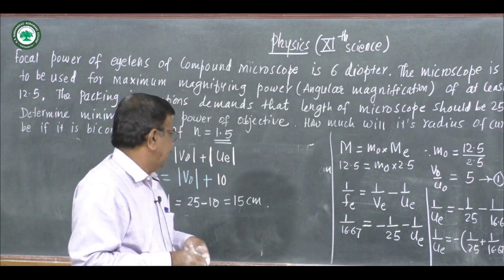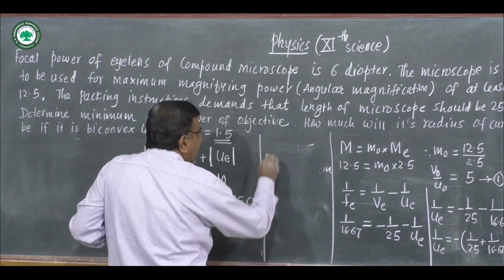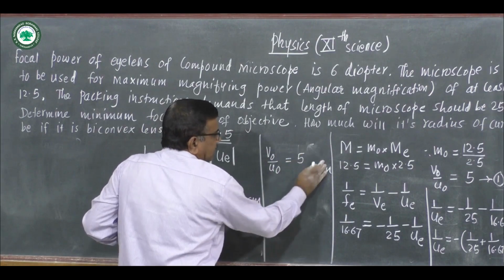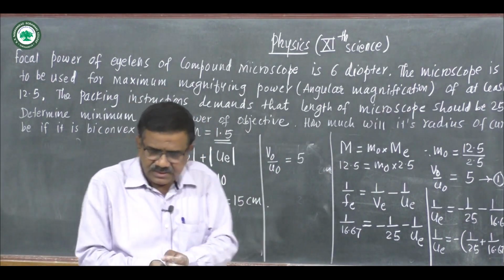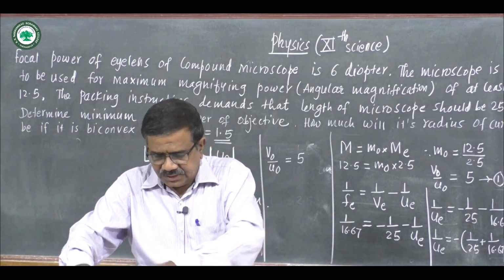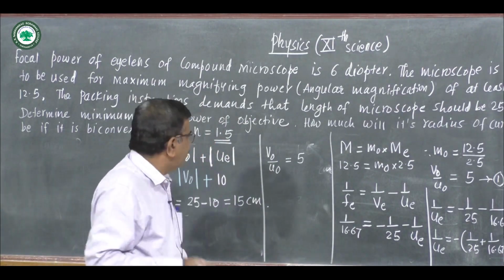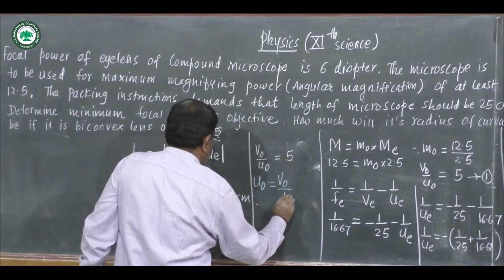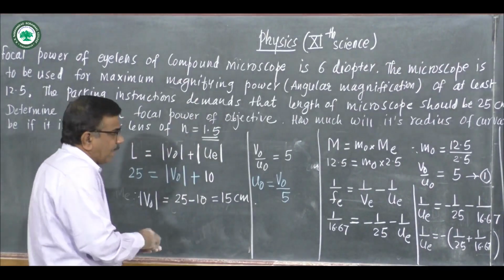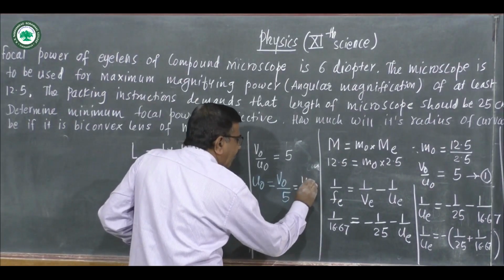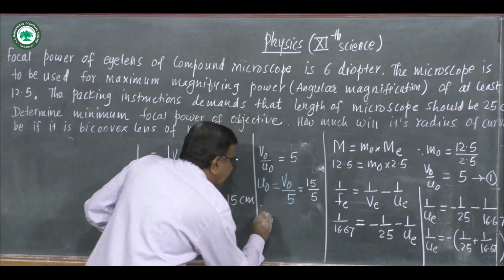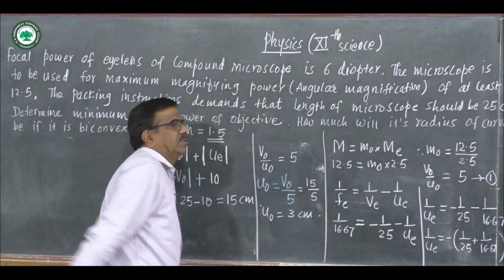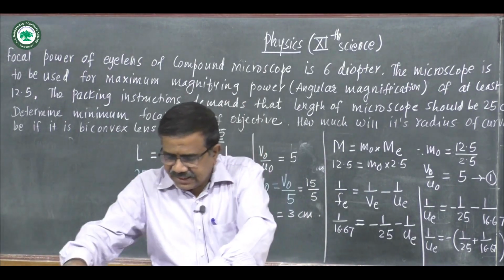But from equation 1, VO upon UO is 5. Hence UO is VO upon 5. VO is 15, so it is 15 upon 5. We get this UO as 3 centimeter.